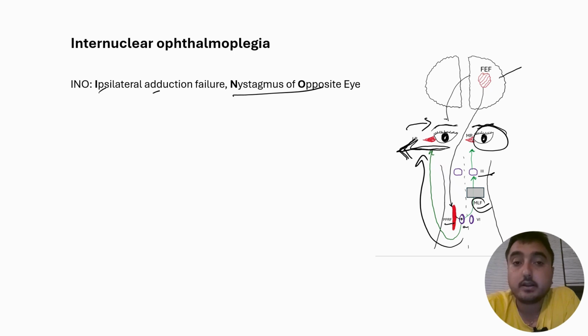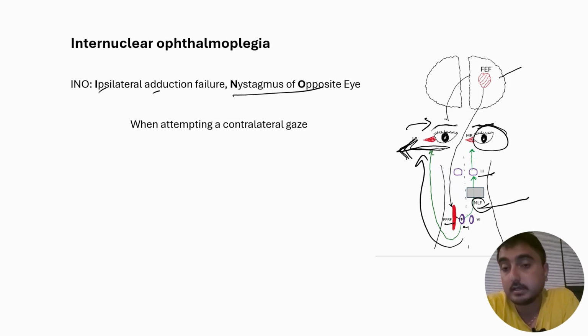So internuclear ophthalmoplegia occurs when attempting a contralateral gaze. If the left MLF is lesioned, when we attempt a rightward gaze, only then will we see these manifestations. We will not see these manifestations when we attempt a leftward gaze because the leftward gaze occurs through a contralateral pathway. If you can understand this pathway, then you will be able to figure this out. So I highly suggest that you remember how the conjugate gaze occurs.